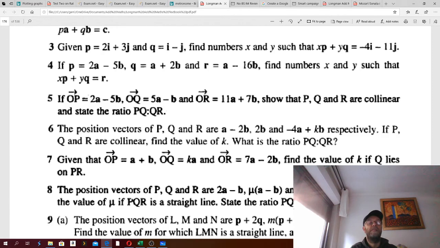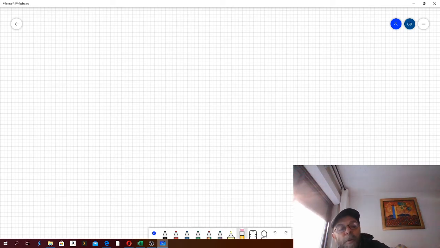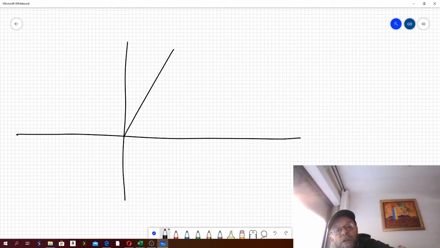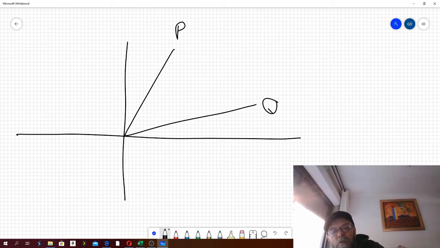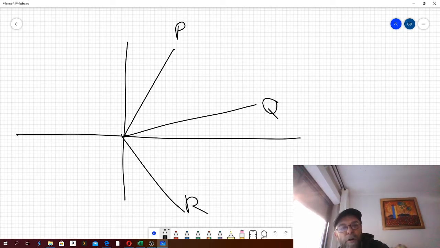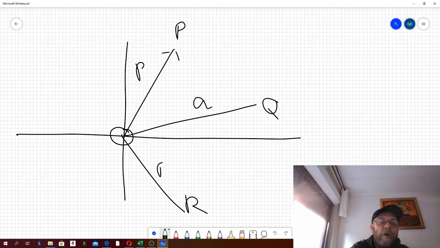Let's have a look what this is. So they tell us that there are position vectors of p, q, and r. Remember that a position vector is just one that starts at the origin. So we could have p, we could have q, and we could even have r going down here. There are 3 vectors, all of them start at O, and this would be P, Q, and R if I went to OP and OQ and OR as points.